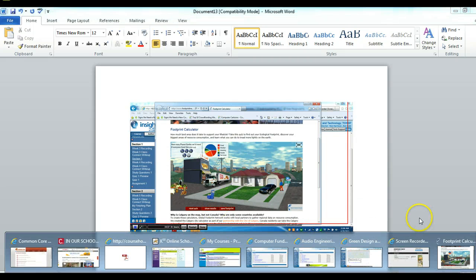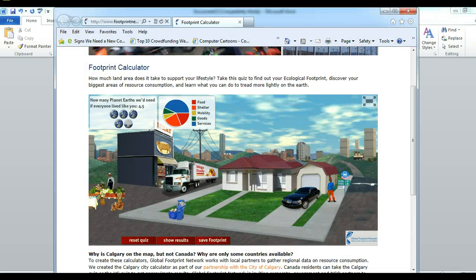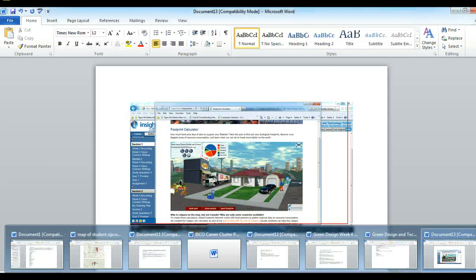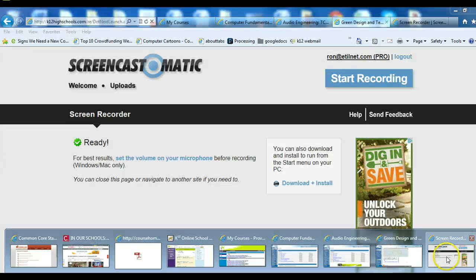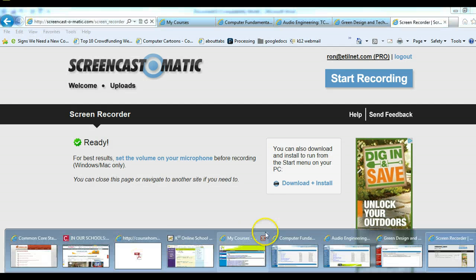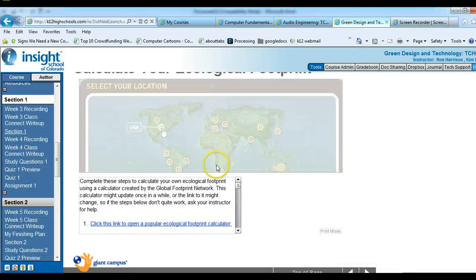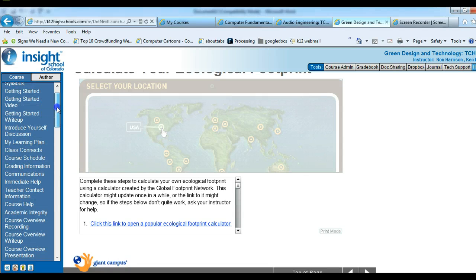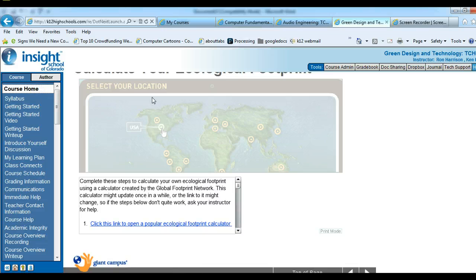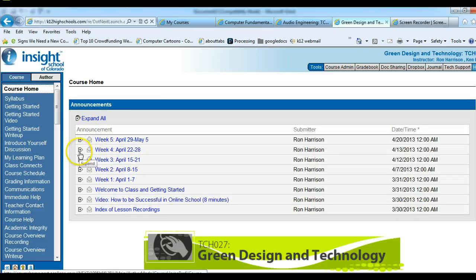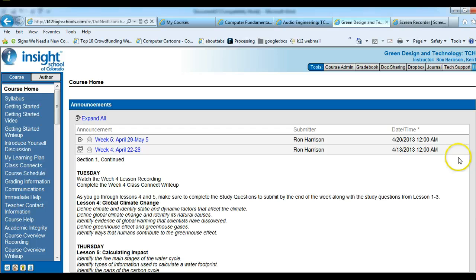All right. So if you hung in there with me to watch this footprint activity, I hope you learned something, and I look forward to you submitting the results of your own when you do that. So again, for this week, there's week 4 work. I look forward to that coming in.